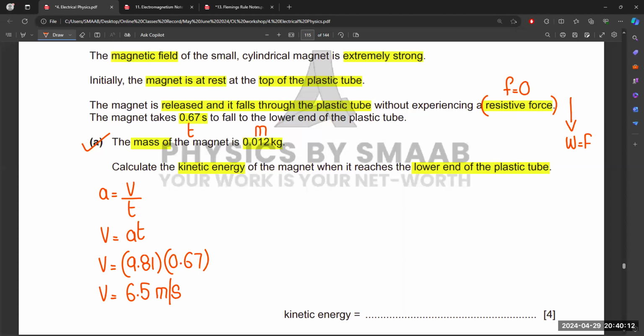Secondly, now we can find out the kinetic energy. Half mv squared, 1 over 2, mass is equal to 0.012 multiplied by 6.5 squared. So it means 0.012 multiplied by 0.5 multiplied by 6.5 squared. So it will be equal to 0.259.